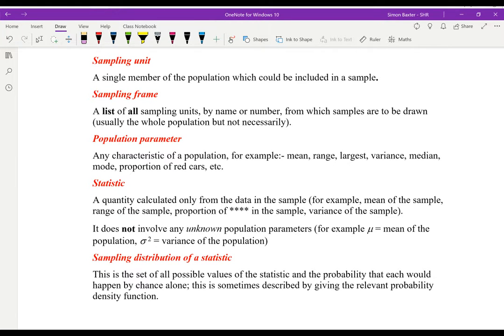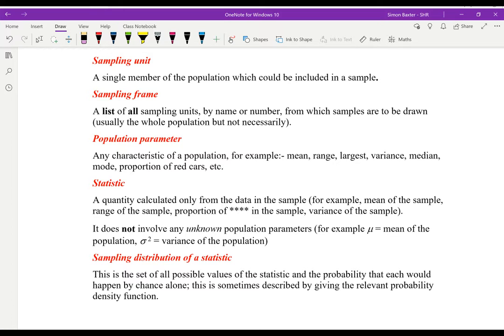And the last one that we're going to look at in this video is what is called the sampling distribution of a statistic. A bit of a mouthful. I always try to encourage people to think of the word distribution as table. A frequency distribution is a frequency table. A probability distribution is a probability table.